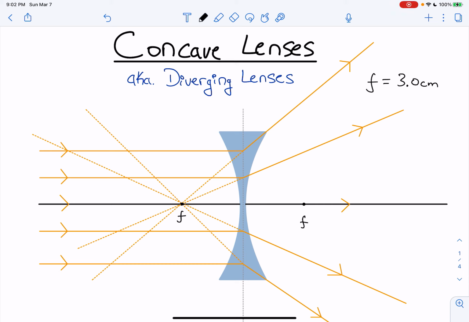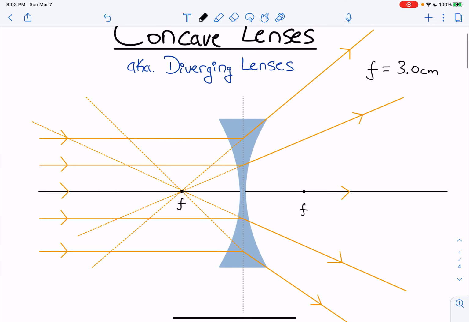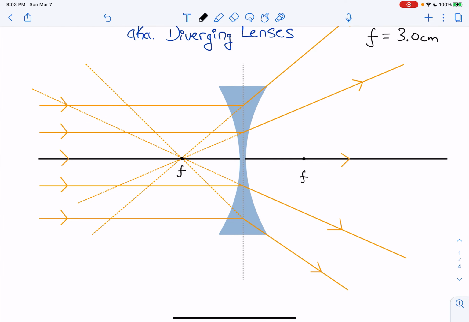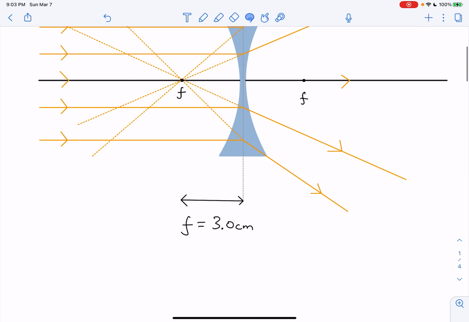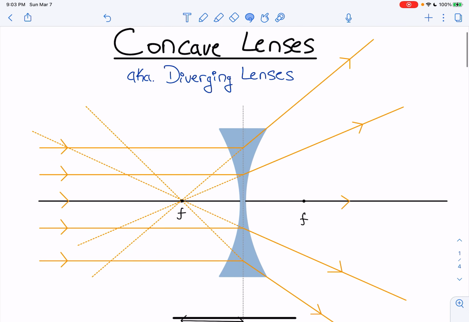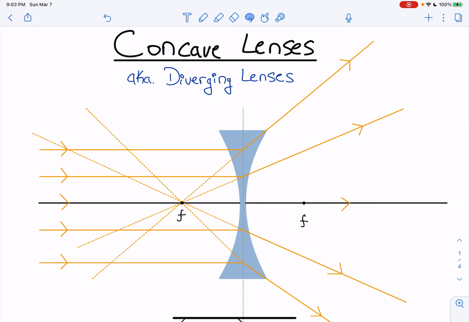So that's our introduction to concave or diverging lenses. This is how they're defined and how we can find the focal point. I'm just going to make a little note of the focal distance or the focal length. Maybe what I'll do is I will move this down there. Okay, next we will take a look at this type of lens and image formation.